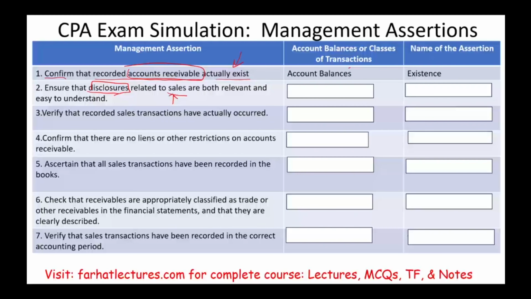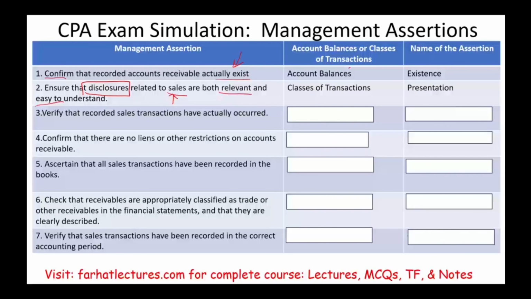Sales, is this an account balance or is sales a transaction? I hope you know that sales is a transaction. Sales are income statement, they are transactions. And we want to make sure that disclosure means what? The name of the assertion here is presentation. You are presenting the information about sales that are both relevant and easy to understand. What could be a typical disclosure? For example, if one of your clients represents 40% of your sales, you want to disclose this information. That's important. This is just an example of a disclosure.